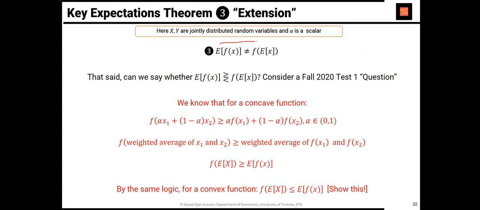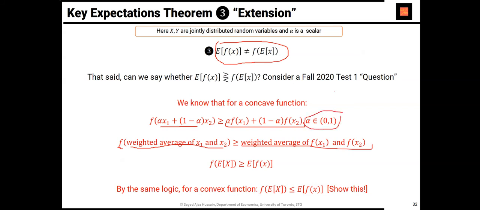Okay, so I know this is not true. I can't say that the expectation of a function is a function of the expectation. But can I say something about these two things, vis-a-vis each other? Actually, I can. You know that for a concave function, remember that lecture, you said for a concave function, the function of a weighted average of x1 and x2 is always greater than or equal to the weighted average of the function of x1, x2. But you have to go back to the slides.